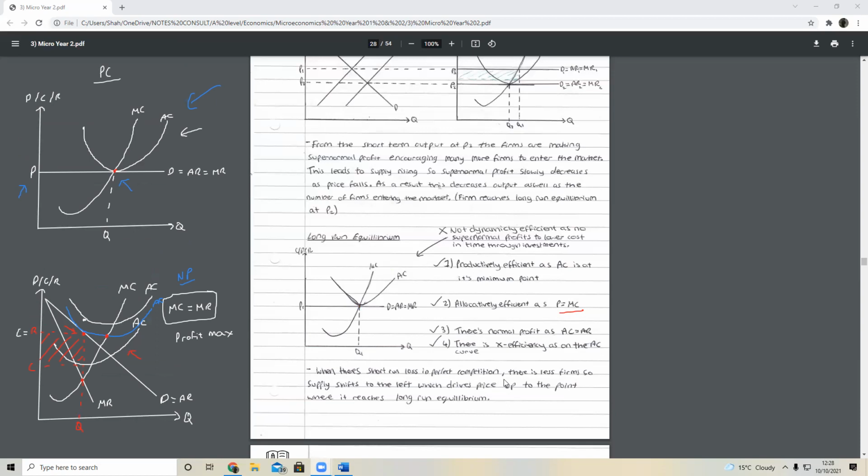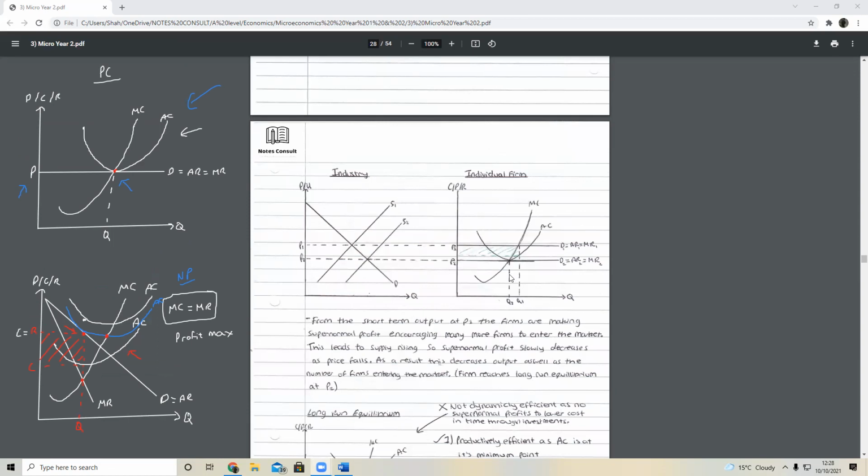So when there is short run loss in perfect competition, there are fewer firms, so supply shifts to the left, which drives price up to the point where it reaches long run equilibrium. There's another side of this story where let's say our original P1 was at a point where we were making short-term loss, where our price line would be below our average cost line. So let's say our average cost was originally here, and this is our P1 curve, but at this point our costs are here, C1, and this is our short-term loss. Do you get that?